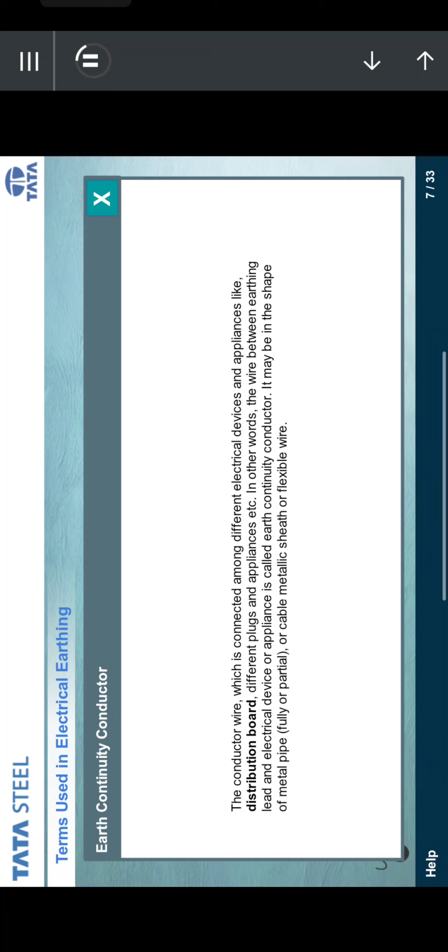Earth continuity conductor, ECC. The conductor wire which is connected among different electrical devices and appliances like distribution board, different plugs and appliances, etc. In other words, the wire between earthing lead and electrical device or appliance is called earth continuity conductor. It may be in the shape of metal pipe, fully or partial, or cable metallic sheath or flexible wire.